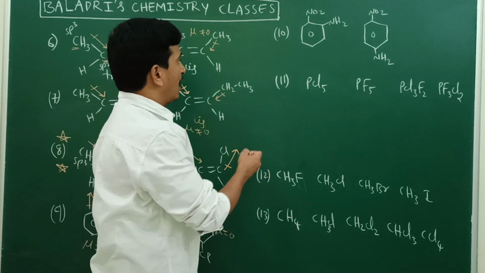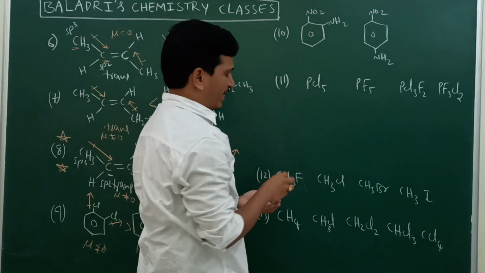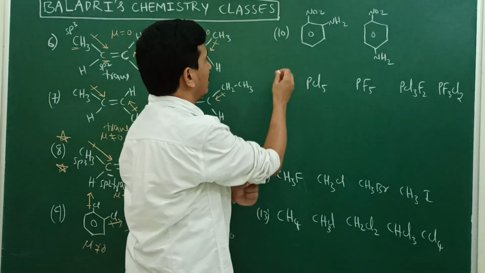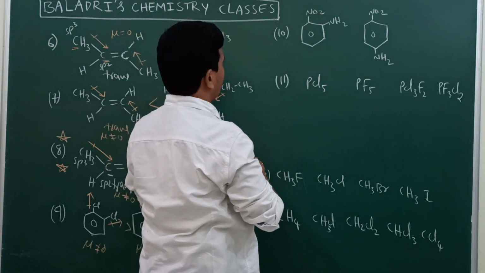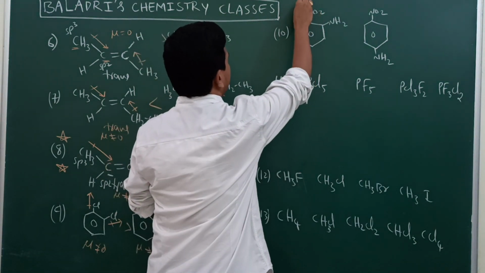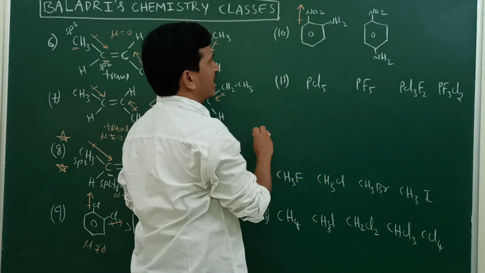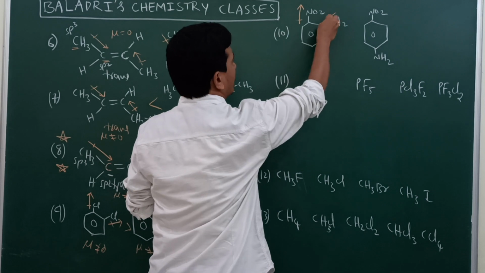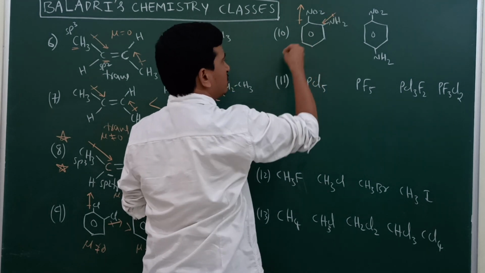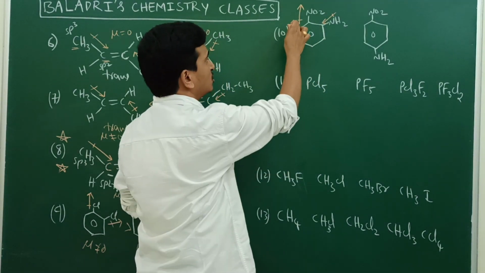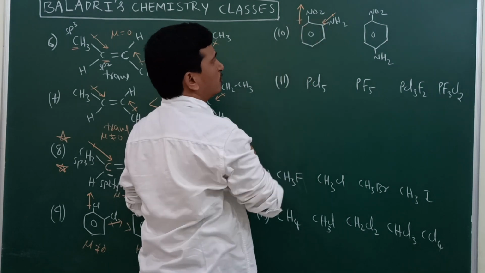Here I gave you a benzene ring with an NO2 group and an NH2 group. Observe the dipole moment vector. NO2 is what? A withdrawing group. When NO2 is a withdrawing group, the dipole moment vector will be towards NO2 because it is an electron withdrawing group. And NH2 is what? A donating group. Means nitrogen will donate electrons into the benzene ring. That's why here both the vectors are in opposite directions.